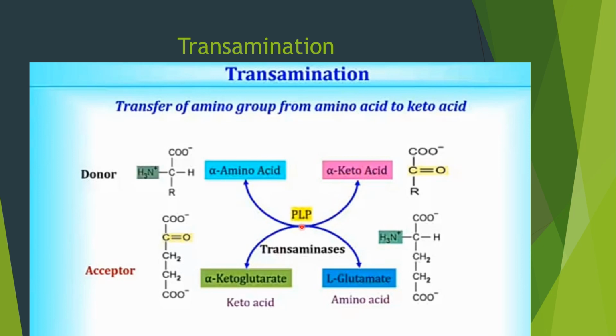This process of transamination is a reversible process. It requires transaminases. Transaminases are enzymes that catalyze the transamination, and the coenzyme pyridoxal phosphate. This PLP is a derivative of vitamin B6.